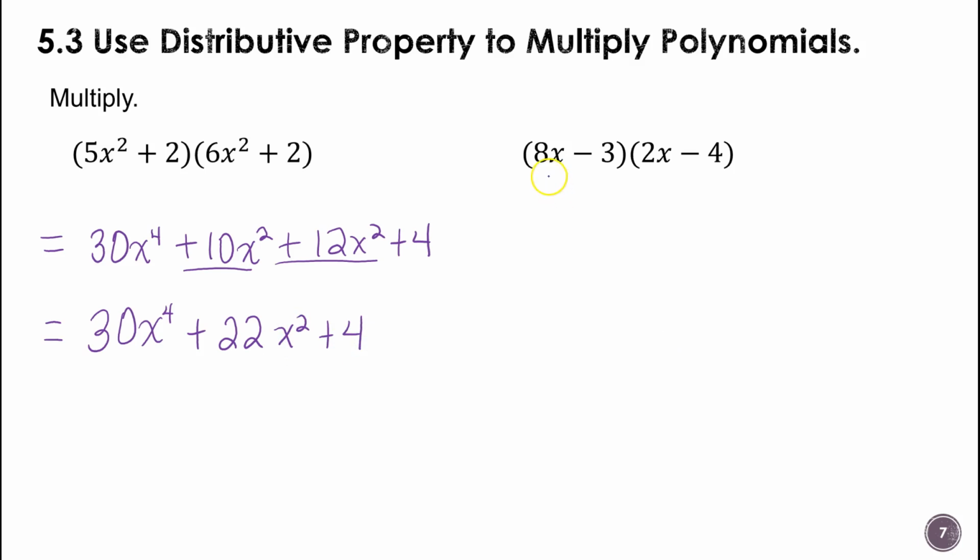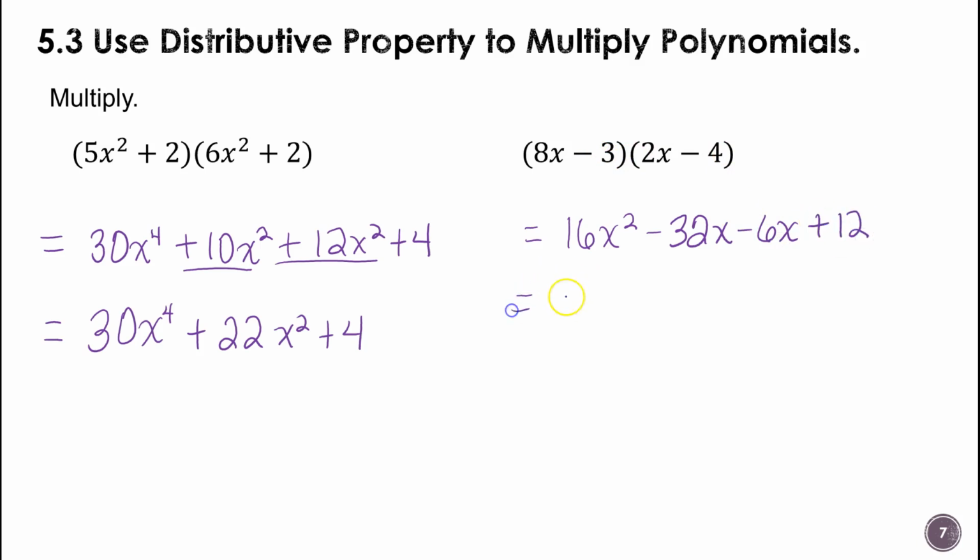On the next one, so I'm going to distribute 8x. I'm going to have 8x times 2x, which is 16x squared. 8x times negative 4, right? So I'm going to have negative 32x. And then I'm going to distribute negative 3. So negative 3 times 2x is negative 6x. Negative 3 times negative 4 is 12.